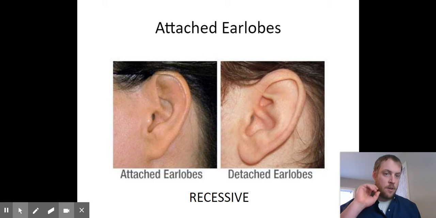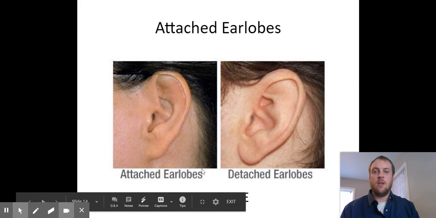So if you remember from that little guided video, I showed you my earlobes. My earlobes were detached. So I'm representing the dominant trait. But if you were attached, then your earlobes would have been recessive.